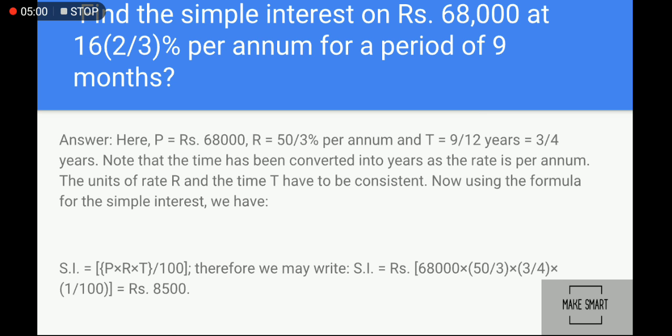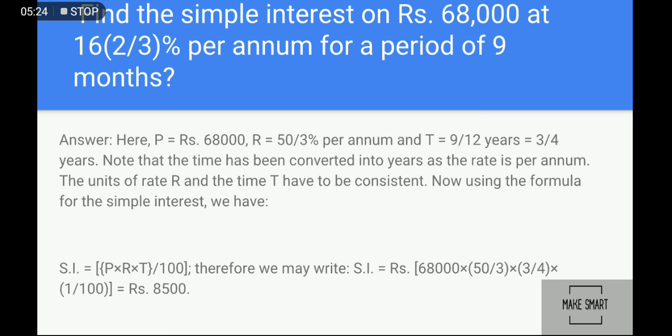For the answer, here P is 68,000 and the rate of interest we can calculate as 50 by 3% per annum, and time is 9 months. So we convert to years: 9 by 12, which gives 3 by 4 year. Note that the time has been converted into years as the rate is per annum. The units of rate and time have to be consistent.